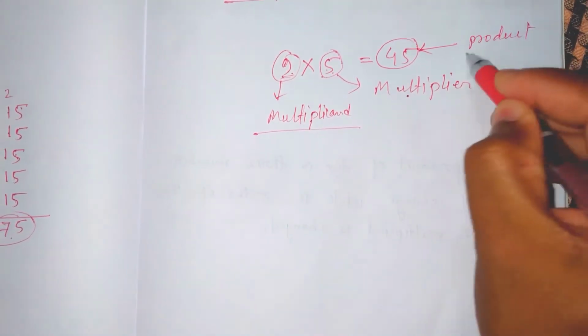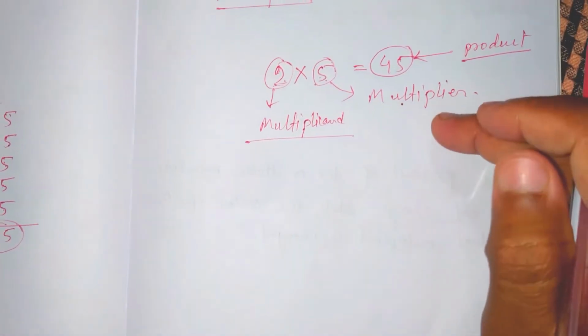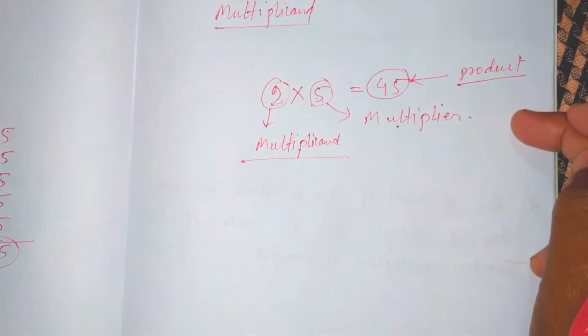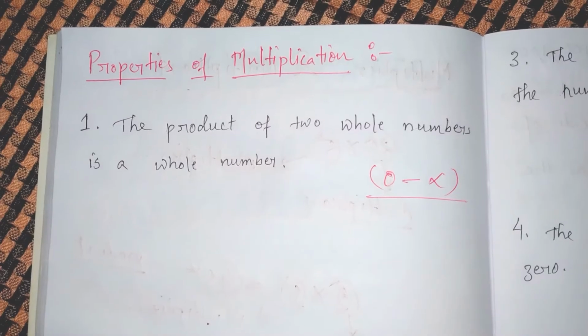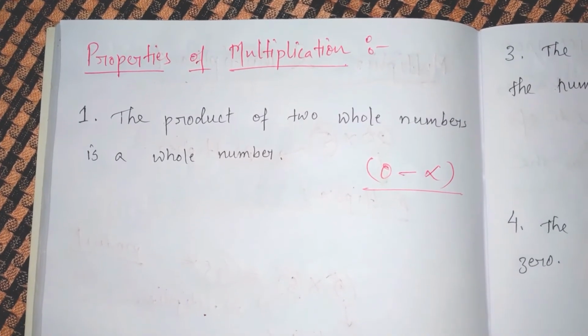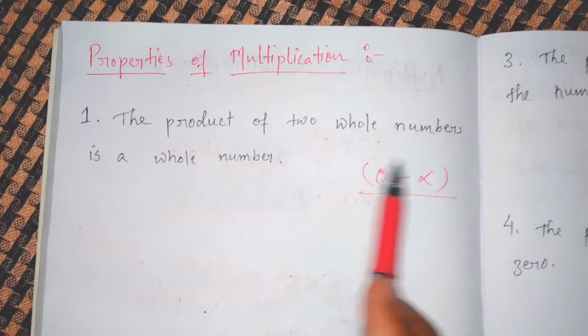So we have got three terms: multiplier, multiplicand and product. I think this concept is clear to you. Students, while doing multiplications, you have some properties. First one is the product of two whole numbers is a whole number.